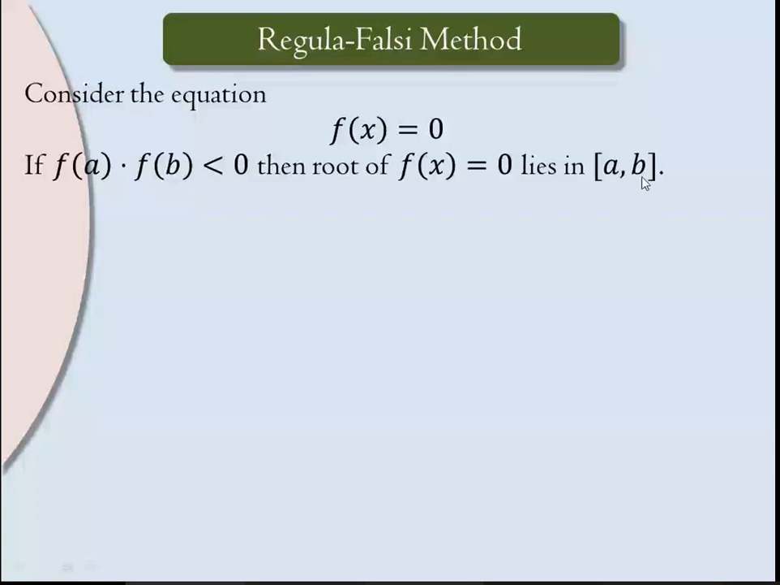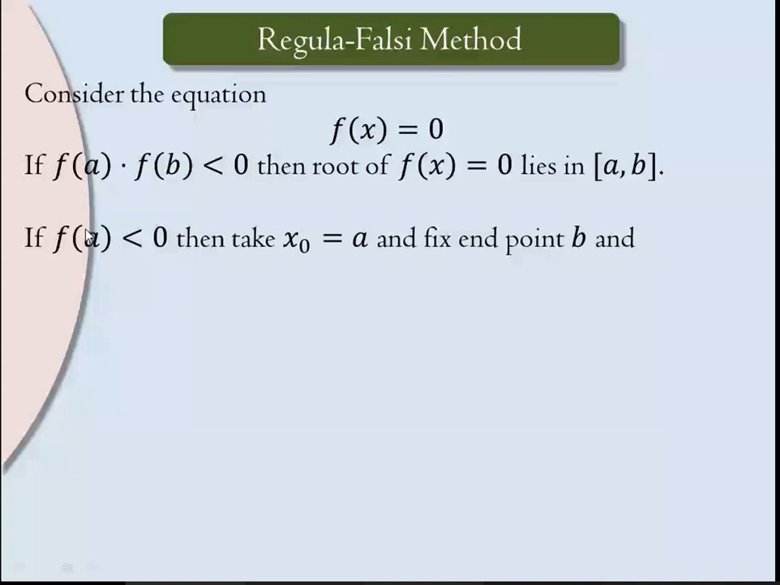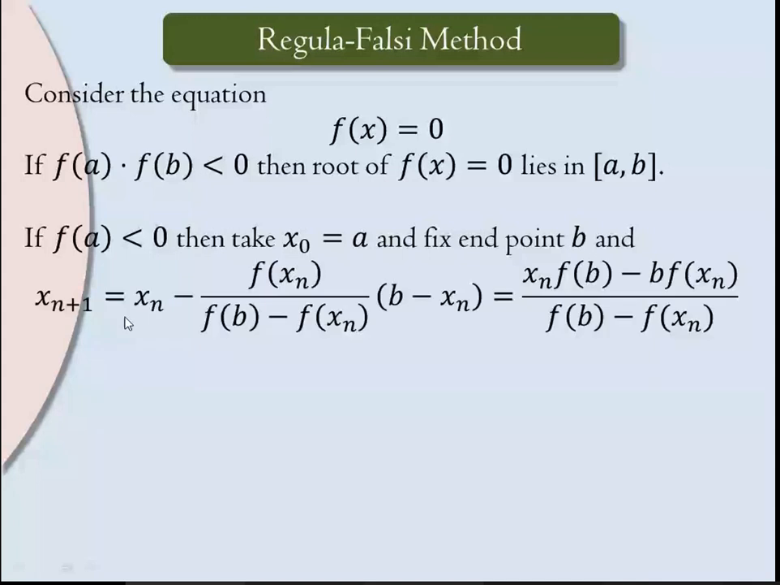Then what is the next step? If f of a is negative, then take x naught equal to a and fix the endpoint b. And by using this formula, x n plus 1 equals x n minus f of x n divided by f of b minus f of x n, into b minus x n. By using this formula, we can get the new value. Previously we used half of the interval to get the new value, but here we are using this formula to get the new value.